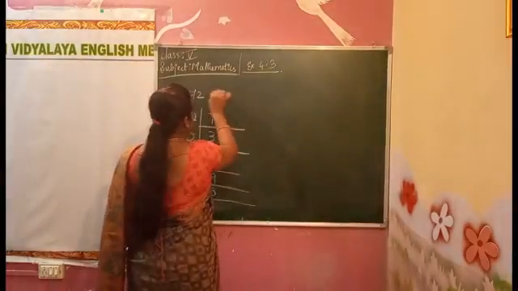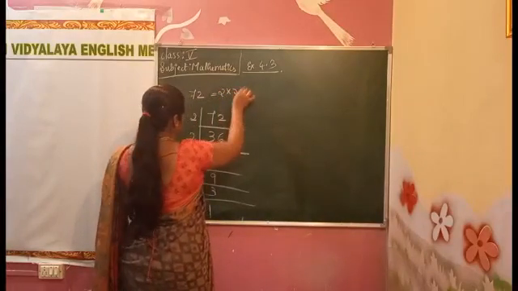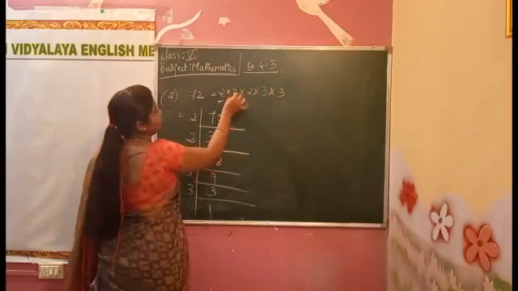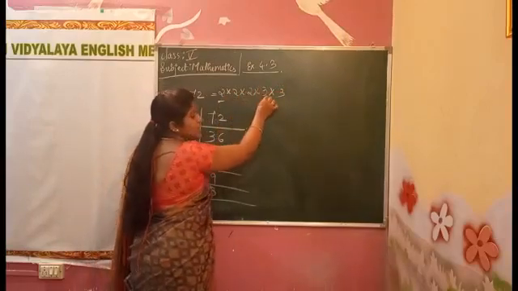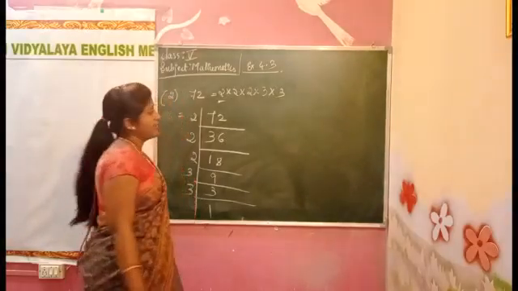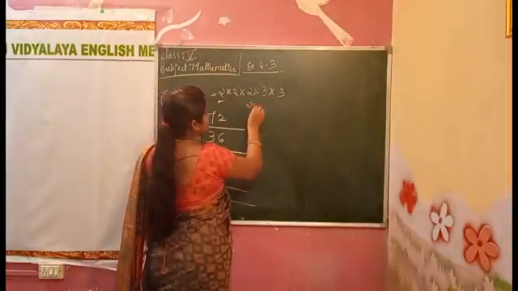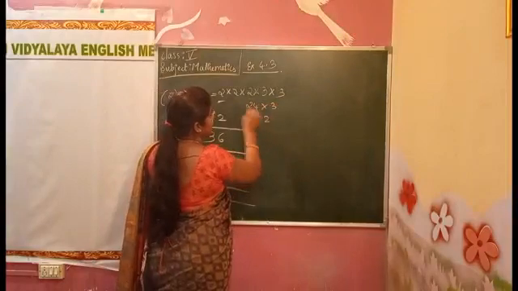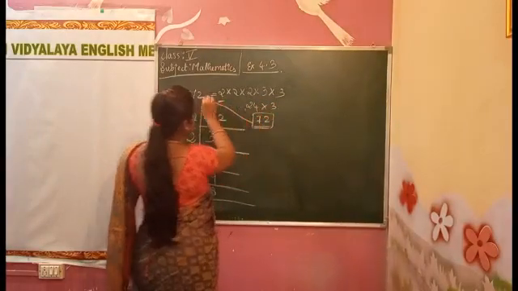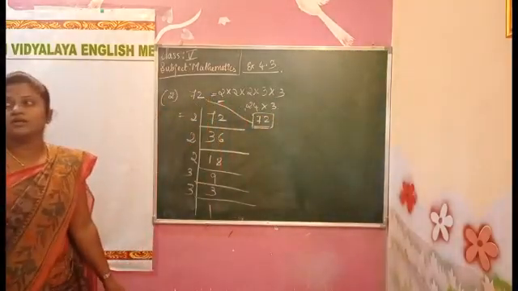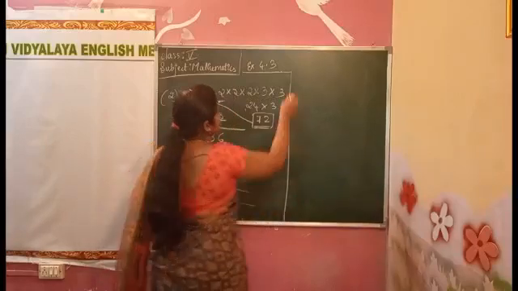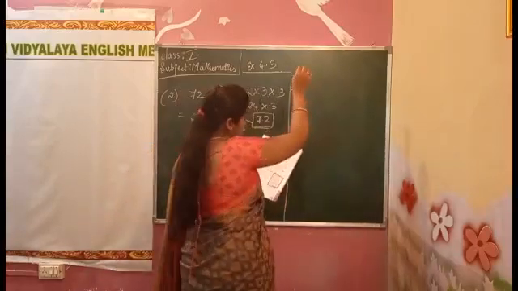We got 2 into 2 into 2 into 3 into 3. 2 2s are 4, 4 2s are 8, 8 3s are how much? 8 3s are 24. 24 3s are 72. What did we get? 72. Exactly, we got 72. Now we'll move on to the next problem, that is 100.